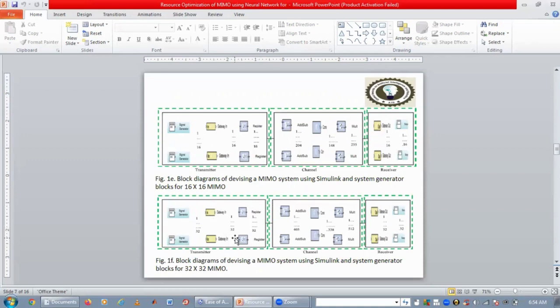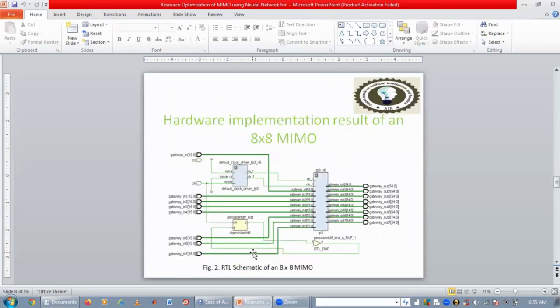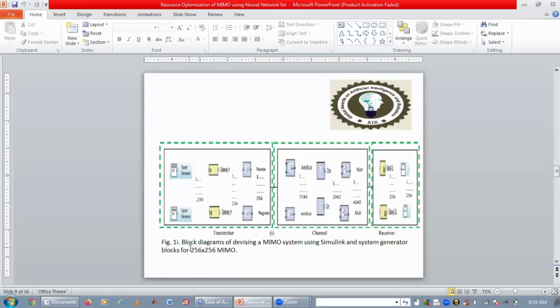Figure 1F shows 32×32 MIMO. Figure 1G shows 64×64 MIMO. Figure 1H shows 128×128 MIMO. Figure 1I shows 256×256 MIMO.